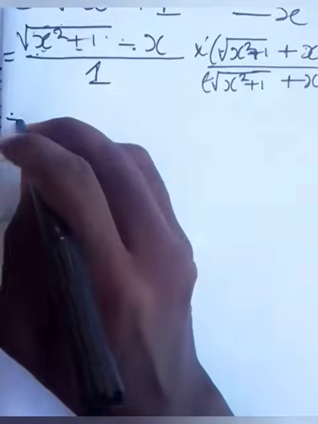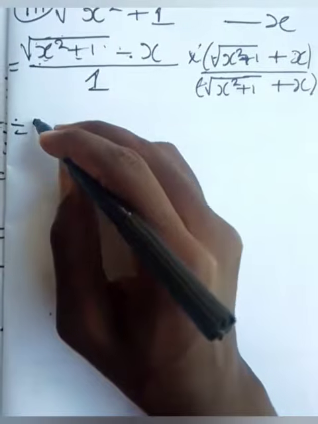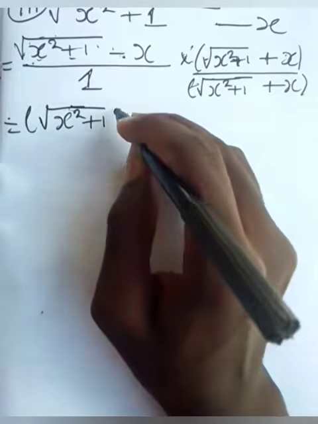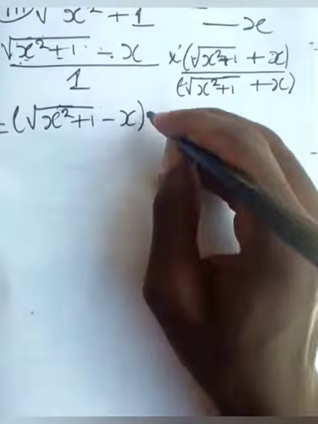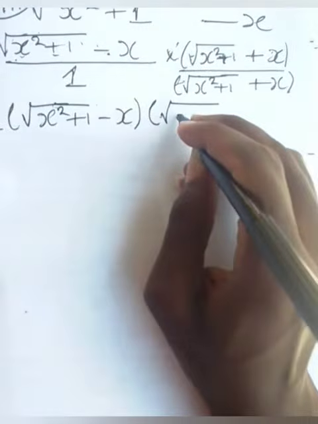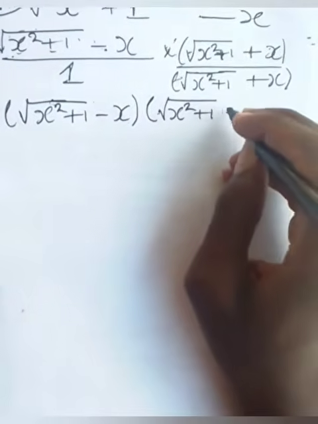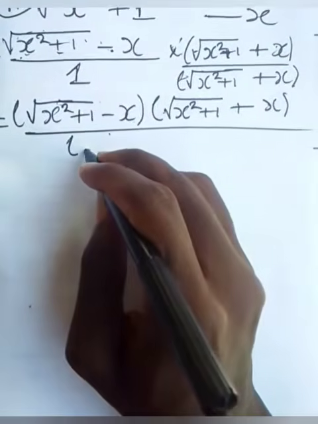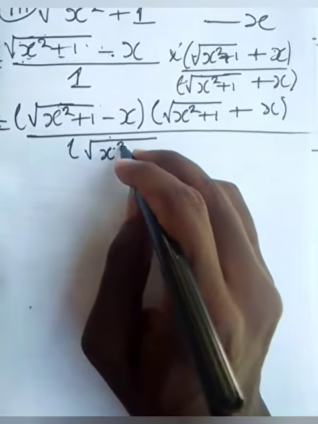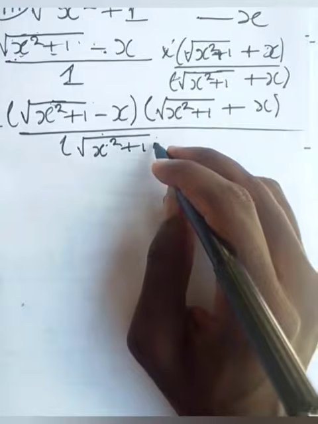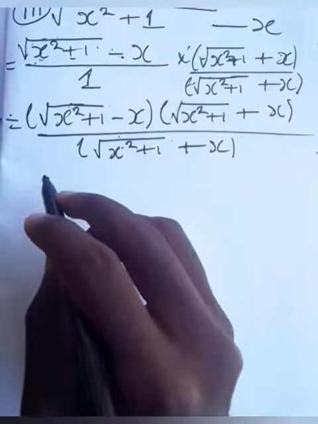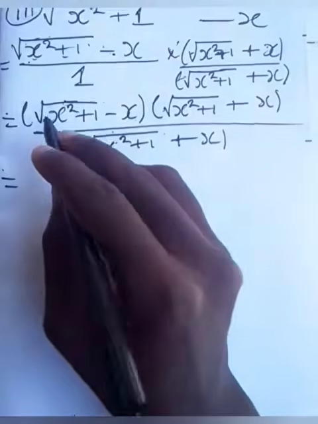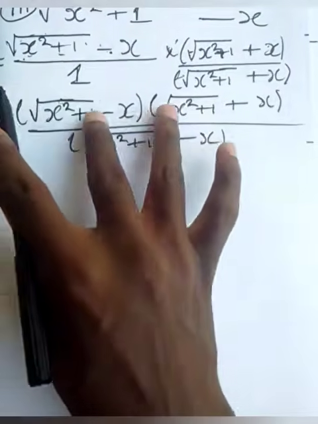Right, so we are having x power 2 plus 1 minus x being multiplied with x power 2 plus 1 plus x over square root of x power 2 plus 1 plus x. Yeah, so the numerator, we don't need to even do anything on the denominator. We've already expanded like that. So let's come to the numerator now.